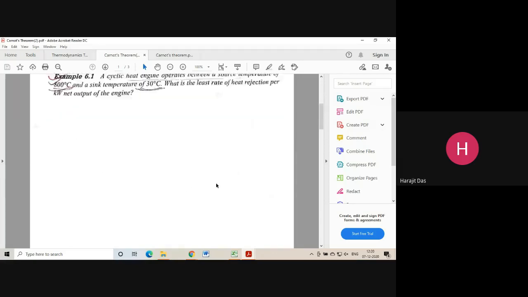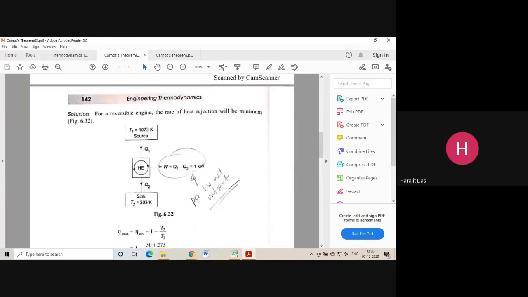So for this question, how will we proceed? We will first make this diagram, then only you will be able to see what things are given, what things you need to find out, and what the concept behind this problem is. It will be a reversible heat engine because the rate of heat rejection will be minimum, isn't it?